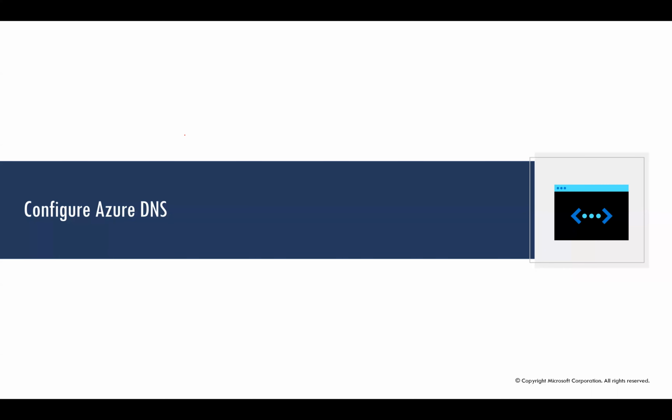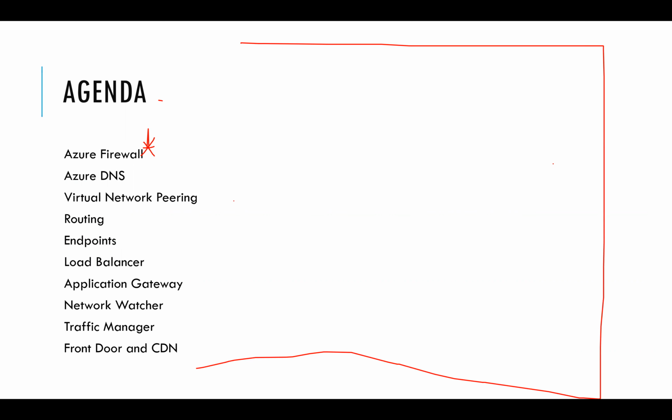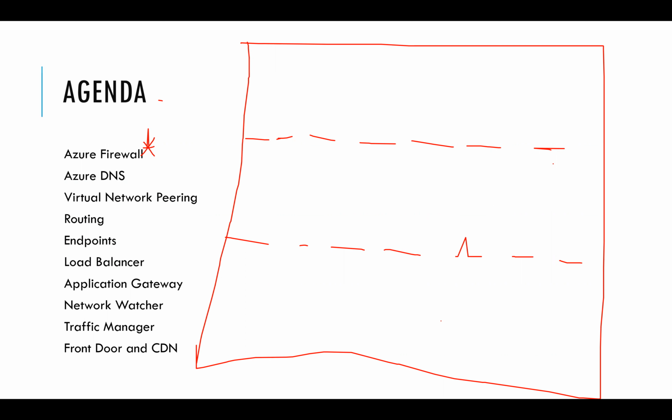So in the last session, basically we started with what a VNet is. We talked about VNets, and we talked about subnets, where a subnet is just a section of your network defined.